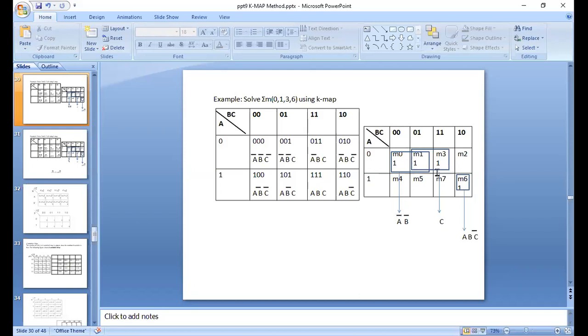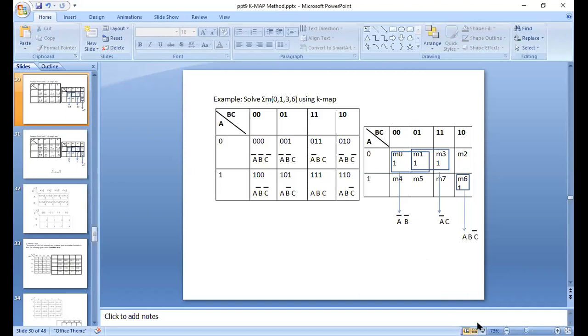Next grouping is M1, M3. M1, M3 belongs to the row A equal to 0, and the common from the two columns is C. So it is A bar dot C, because it is a product term, you have to product them. A bar dot C is representing this group.